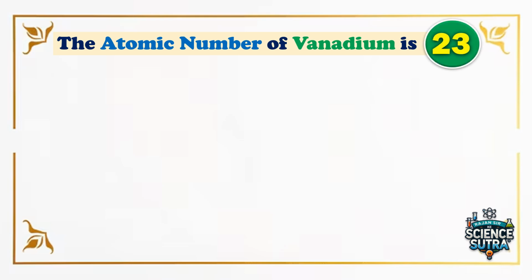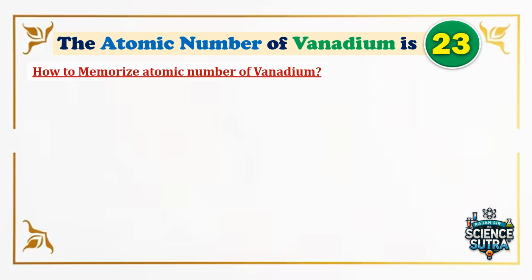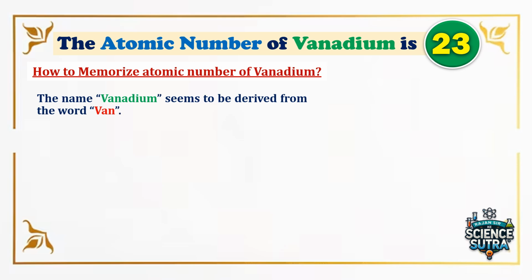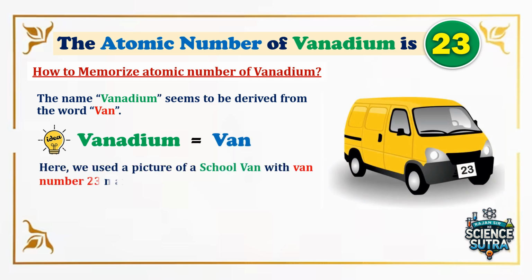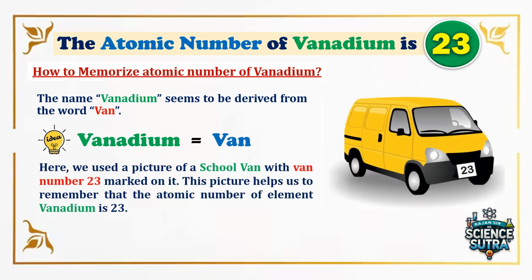The atomic number of vanadium is 23. So how can we memorize it? The name vanadium seems to be derived from the word van. Vanadium is equal to van. Here we used a picture of a school van with the van number 23 marked on it. This picture helps us to remember that the atomic number of the element vanadium is 23. Van number 23, vanadium 23.